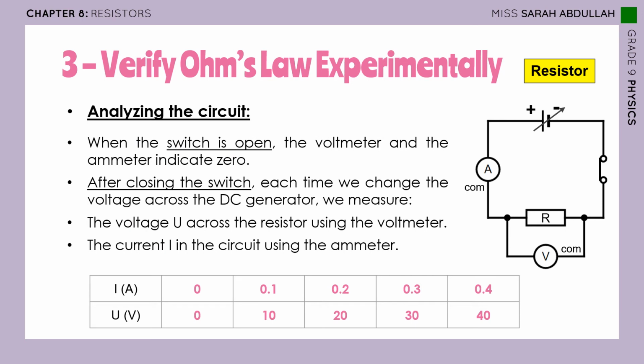This is what happened when the switch was open. The voltmeter and the ammeter both read 0. And then when we close the switch, each time we change the voltage across the DC generator, we measure the voltage across the resistor using a voltmeter and the current in the circuit using an ammeter. So this is what we did, and this is the table that we got.